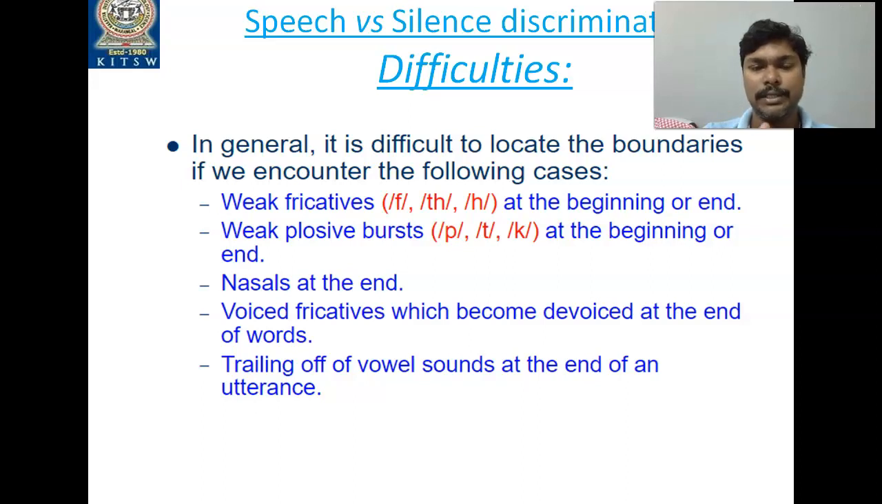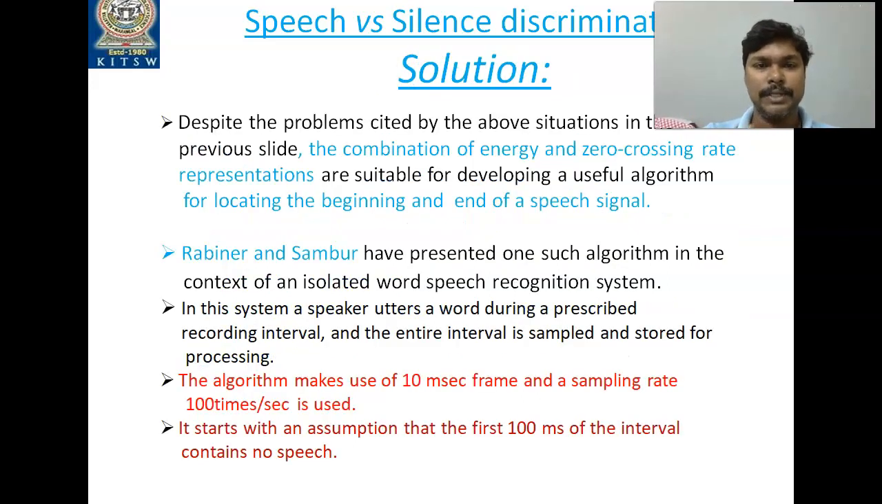By using these 5 cases, we are unable to locate the beginning and end of a speech. But what is the solution for this? So there is a solution. The solution is that Rabiner and Sambur created one algorithm.